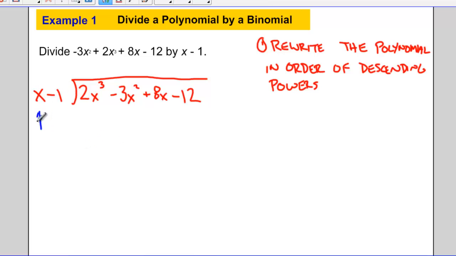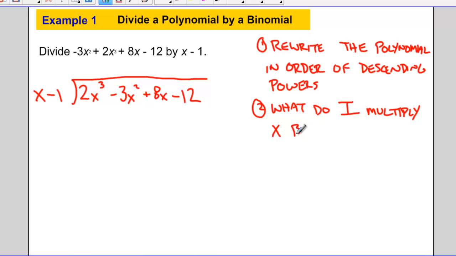And now I ask myself, what do I need to multiply x by to get 2x cubed? I can multiply x by 2x squared. Notice how I line up terms that have the same degree. So if I multiply x by 2x squared, I get 2x cubed. And that's my next step. I'm going to take that 2x squared, multiply it by x to get 2x cubed. I'm also going to multiply 2x squared by negative 1 and I get negative 2x squared.